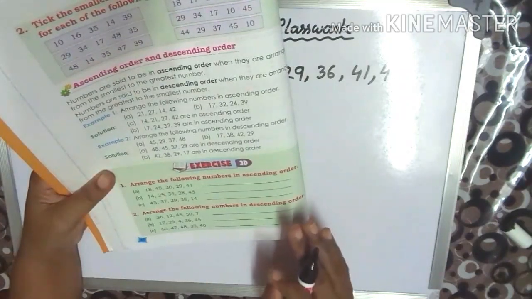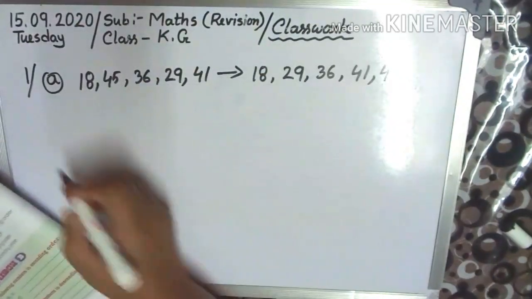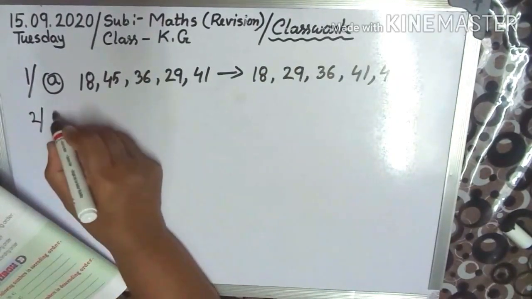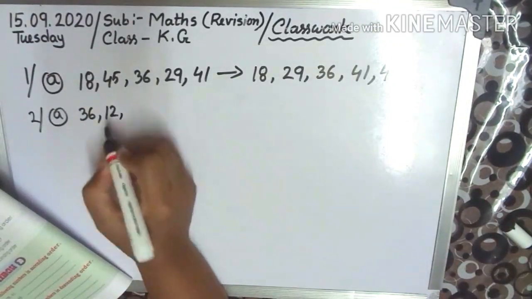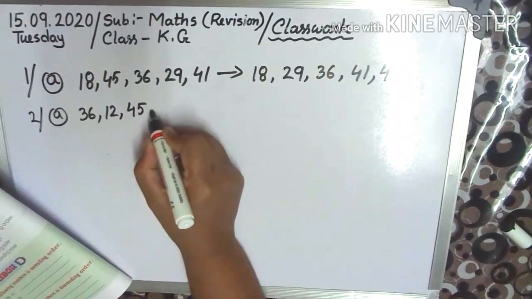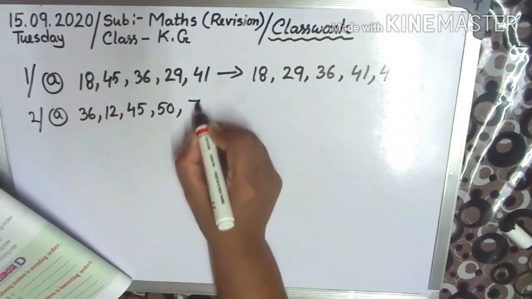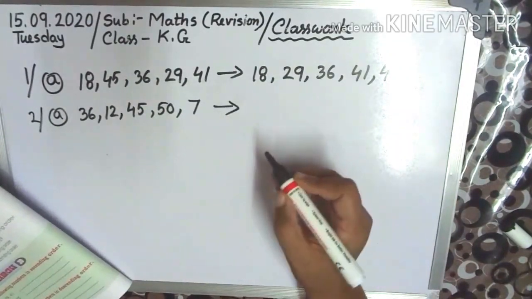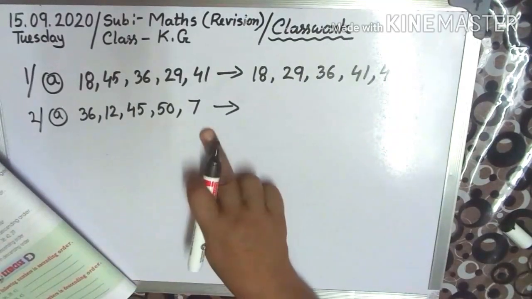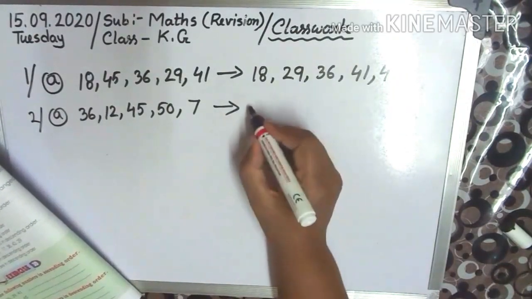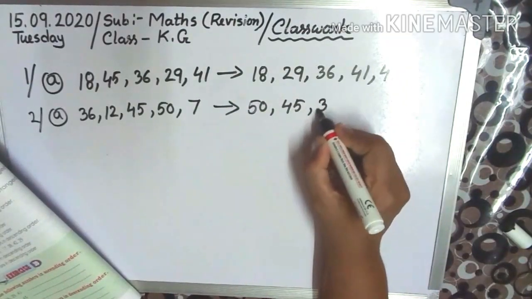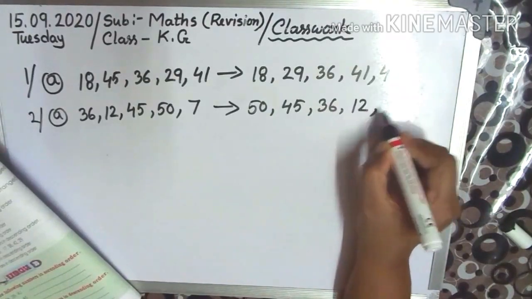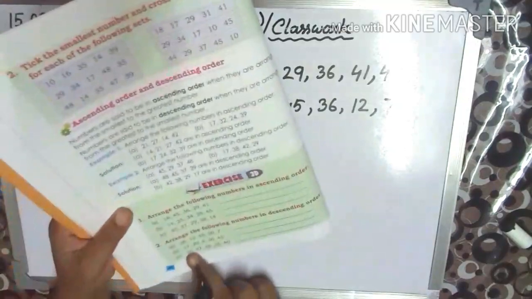Descending order means greatest to smallest number. Number 2, A, 36, 12, 45, 57. So write first, find children, find the greatest number. Write first 57, 45, 36, 12. Okay, do it on your own. B, C. Okay.